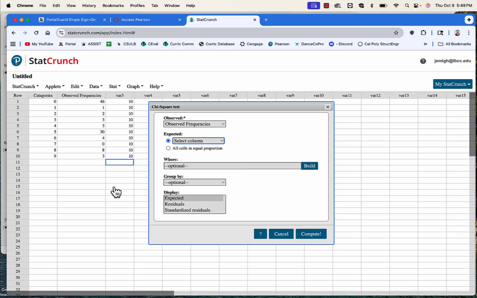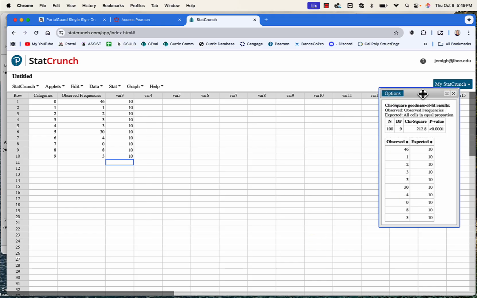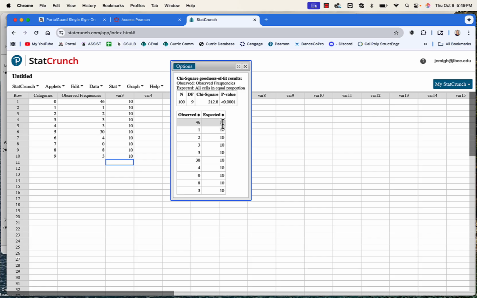The program can do that division for us if we just tell it we expected all cells to be in equal proportion. What that means, you guys, is that we expected a uniform distribution. All right, let's see if what we observed fits what we expected. Oh, and look, this is nice. It even shows you all 10s for the expected. Capital N, degrees of freedom. This is our test statistic, should you need it, 212.8. And we're going to use the p-value right there, 0.00001.